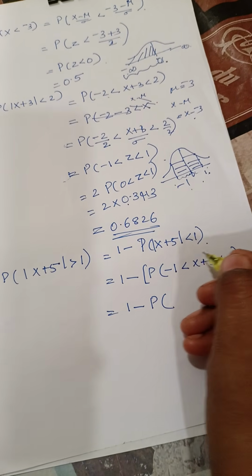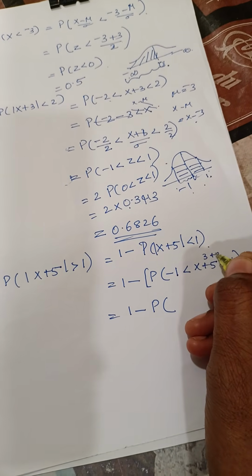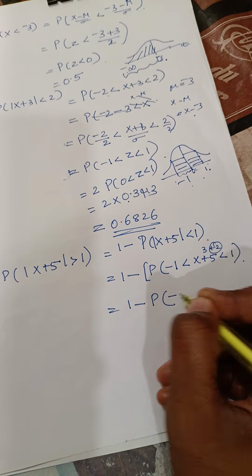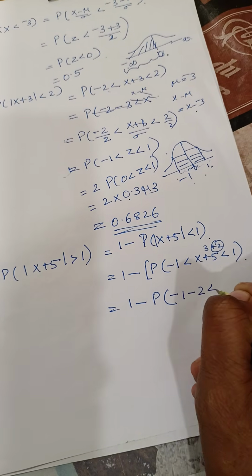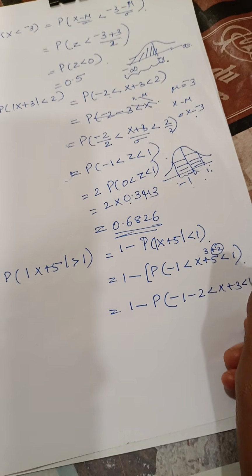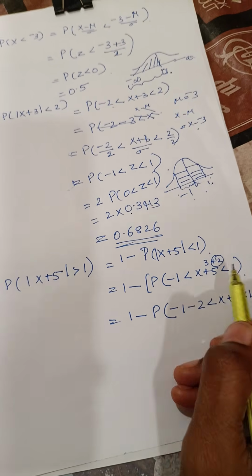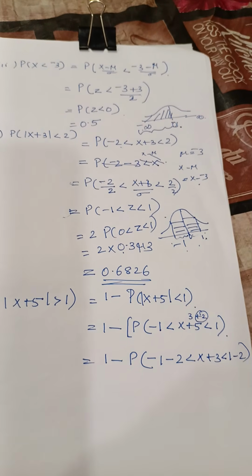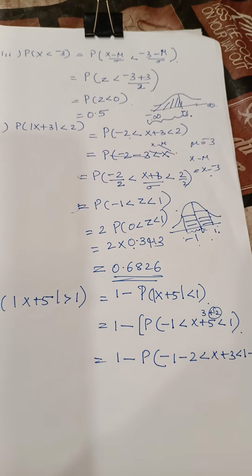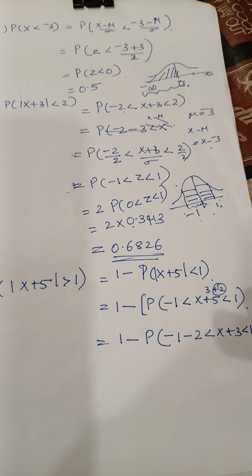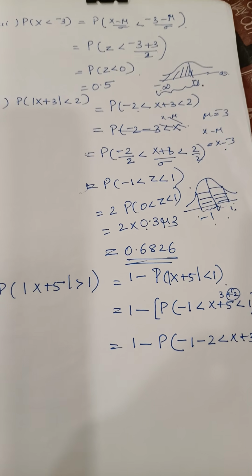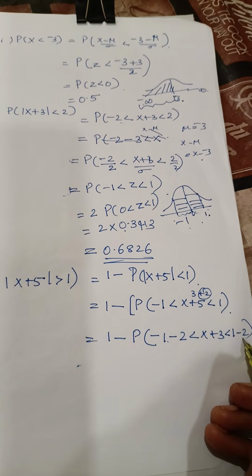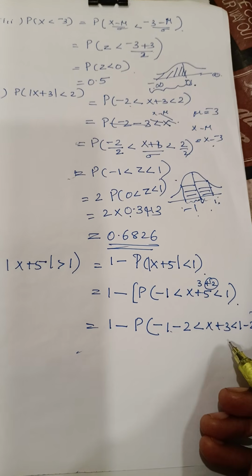We can write this as x plus 3 plus 2, so that we can take this 2 to both of the sides. So this will become minus 1 minus 2 less than x plus 3 less than 1 minus 2. Otherwise you can take this plus 5 to both sides, and again subtract the mean minus 3. So it will become again x plus 3. So for reducing that step, I have taken like this. Now we can divide this by sigma, so that this will be standardized.